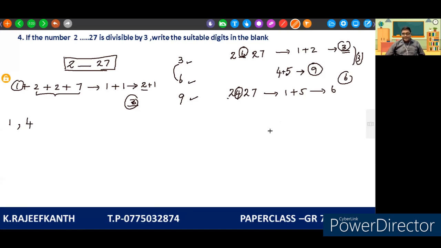Now, what else? Here, the digital root is 6. In the first number, the digital root is 3. Here, we can find 9 also. If the digital root of a number is 9, then that number is divisible by 3, no? So we can arrange for 9. Here, this is 6. So again, we have to add. If we add 3 to this 6, then we can get 9.